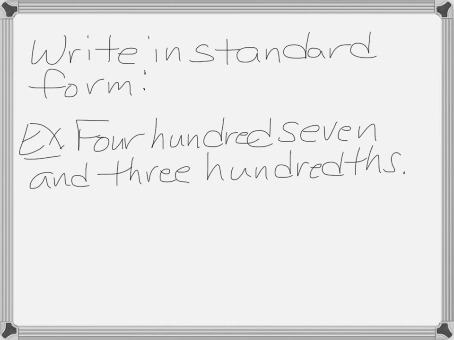Now let's go the other way around. We're given words and we're supposed to write the digits. Write in standard form. 407 and 3 hundredths. So 407. And then where we see the word and, we'll put the decimal. 3 hundredths. Hundredths is the second place after the decimal. So we don't have any tenths. And there's our 3 hundredths.